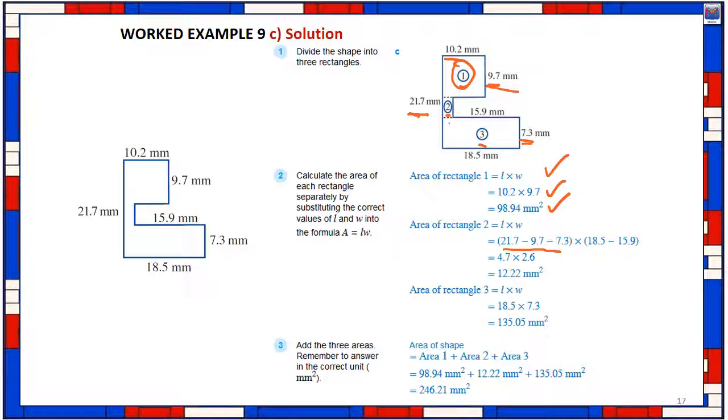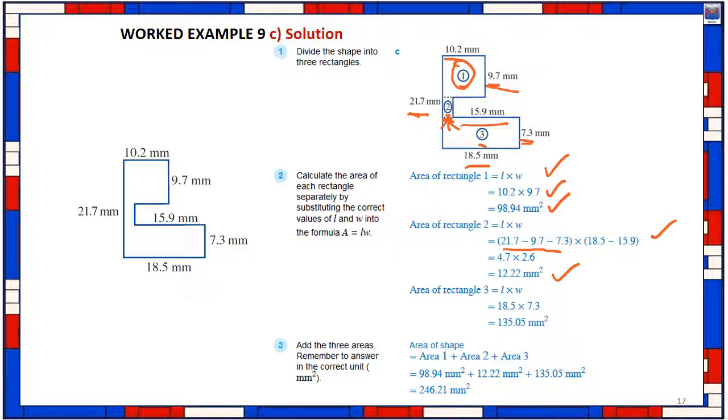Then I need to know the length of this side here, so it'll be the same thing. The whole thing is 18.5, and I want to take away this length here, and that leaves me with that little bit that's left in there, which is the side of rectangle 2. 18.5 minus 15.9, and we multiply it all out.